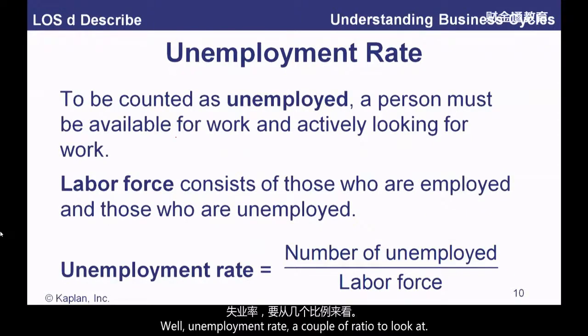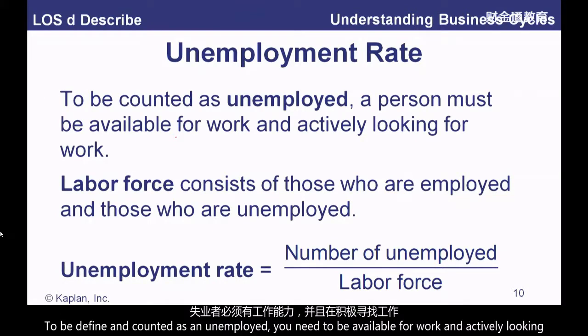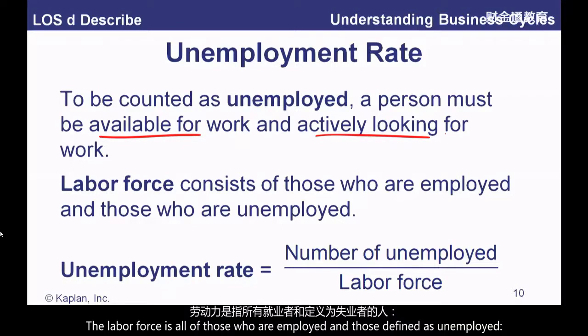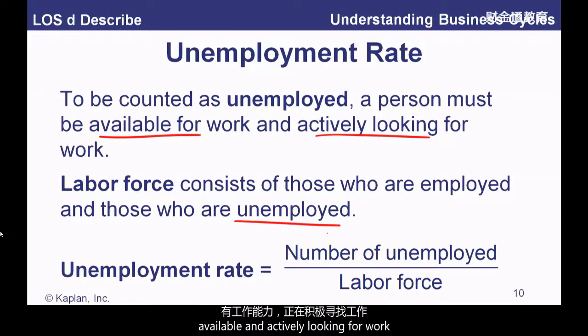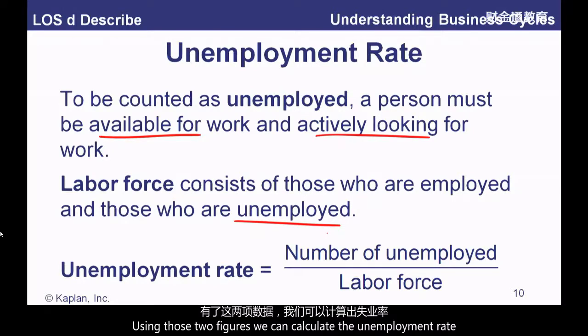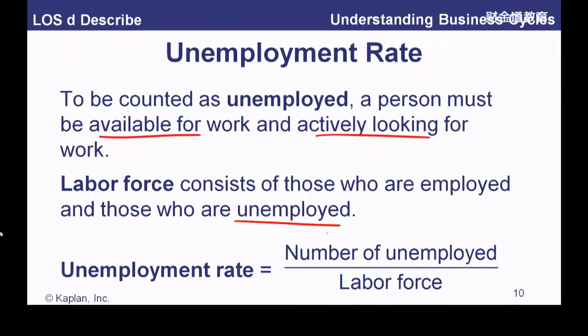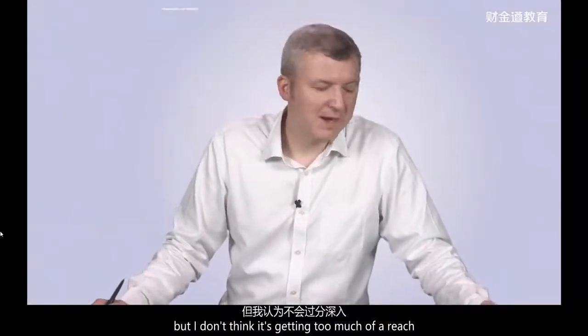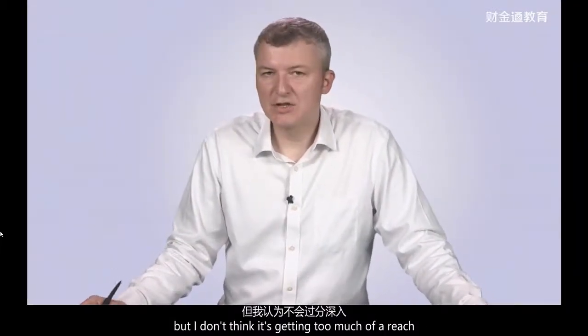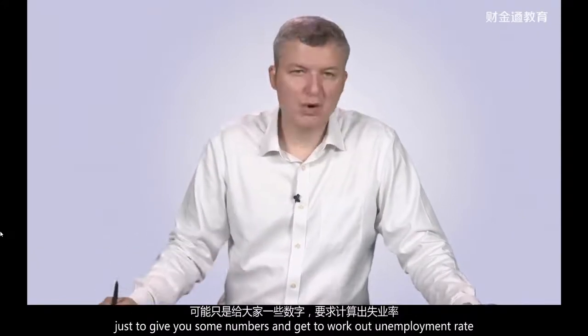How do we measure it? Well, unemployment rates, a couple of different ratios to look at. We need to define unemployed first of all. To be defined and counted as unemployed, you need to be available for work and actively looking. The labor force is all of those who are employed and those who we've just defined as unemployed, available and actively looking for work. Using those two figures, we can calculate the unemployment rate. The examiner pretty much wants you to describe that, but I don't think it's going to be too much of a reach just to give you some numbers and get you to work out an unemployment rate.